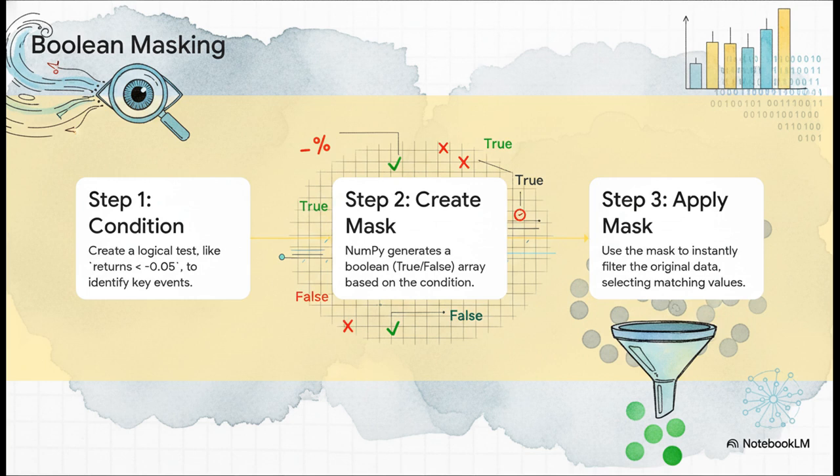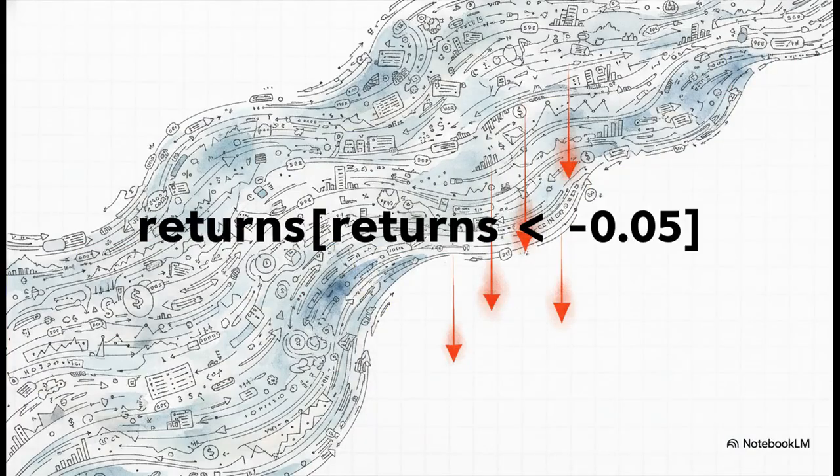Here's how it works. First, you define a condition. You ask your data a question, like, which days had returns worse than -5%? Then NumPy creates a mask, which is just a new array full of true or false answers. And finally, you use that mask to instantly filter your original data, pulling out only the numbers where the answer was true. And this is what it looks like. That one single beautiful line of code does everything. It asks the question and filters millions of data points in one shot. You can scan 20 years of market data for every single tail risk day instantly. This is what happens when you turn your logic into a vectorized operation.